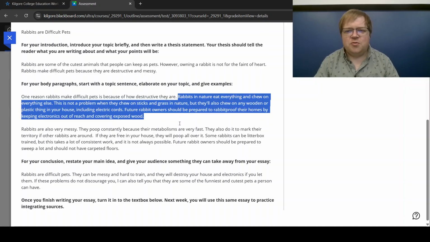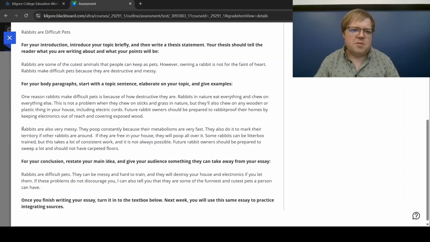This is true for my rabbits. Cornbread and cheesecake, they like to try and destroy my house. The next point that I made was that rabbits are messy. And so in this paragraph here, my topic sentence, rabbits are also very messy. And then I have some explanation for that.